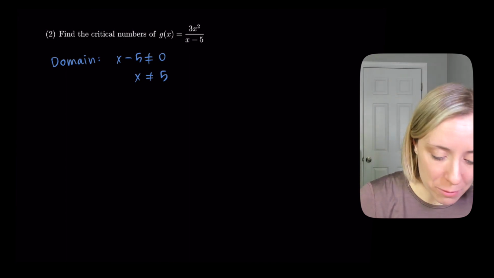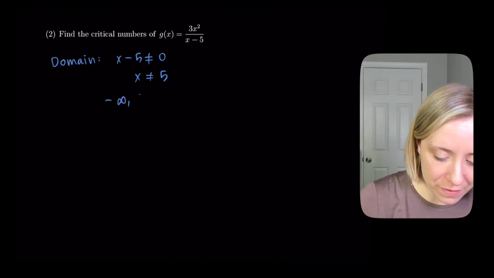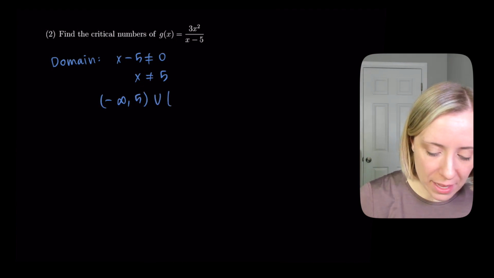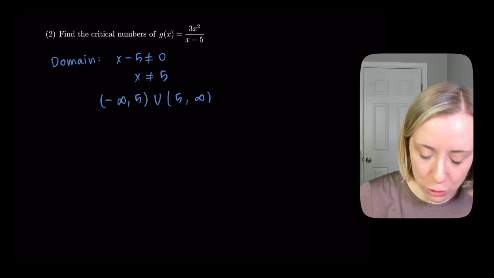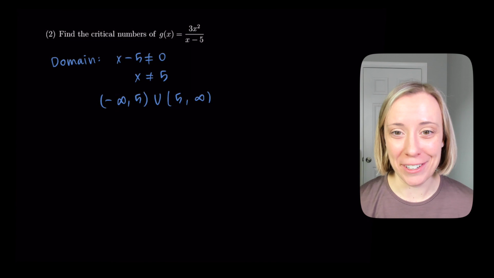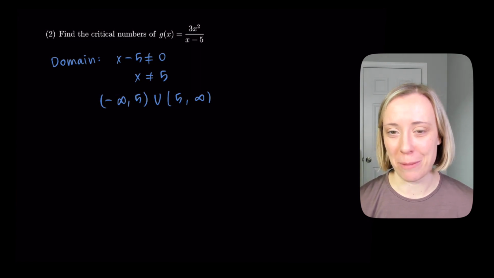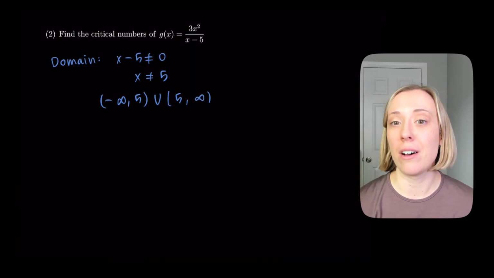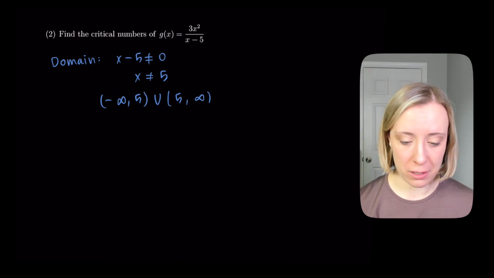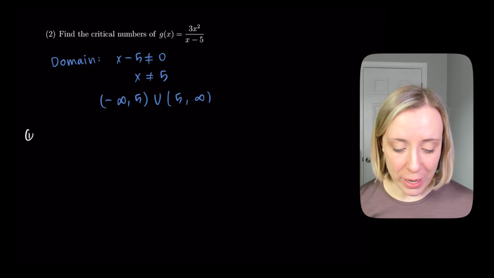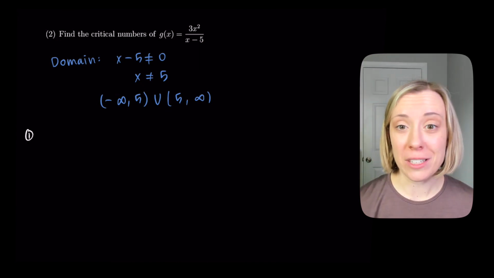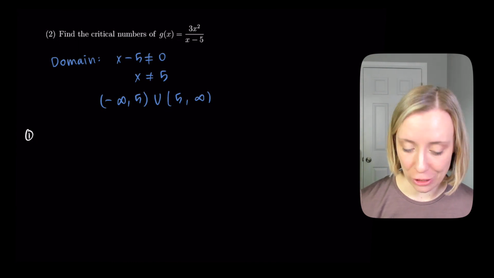So if I was to write the domain as an interval, I would write negative infinity to 5, using parentheses to indicate that we don't use 5, and then I union that with the interval from 5 to infinity. So that 5 value, I can just tell you, spoiler alert, will be a critical number. To me, this one's okay since it is on an endpoint of the domain versus just some random value in the middle. Okay, so if we're going to find the critical numbers, we need to take the derivative and set it equal to 0. So let's first find the derivative of this function.